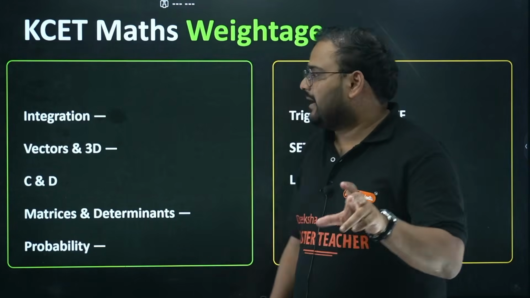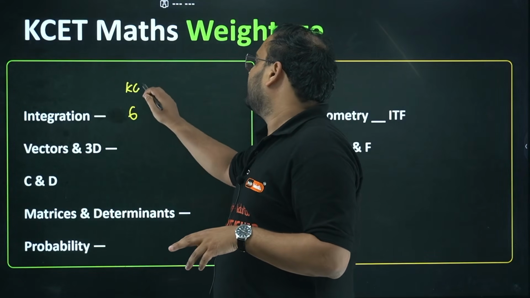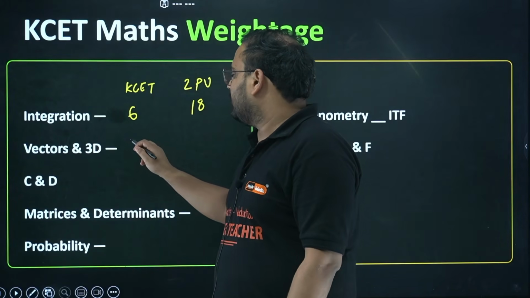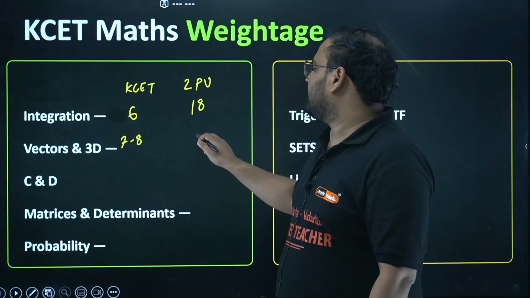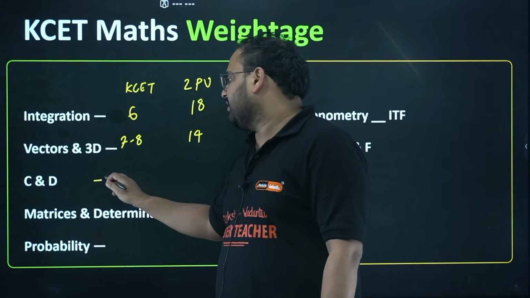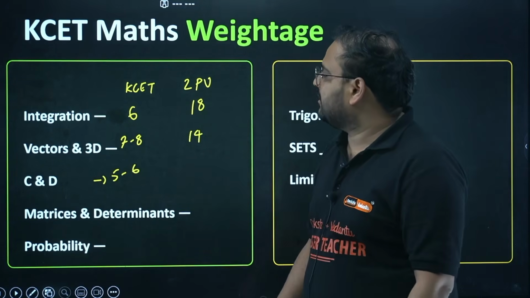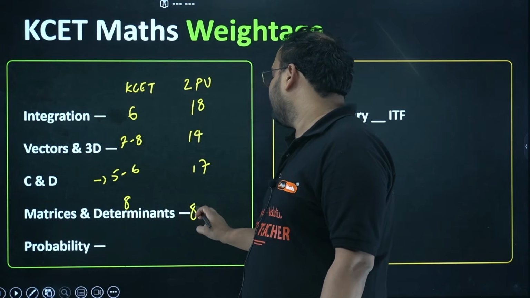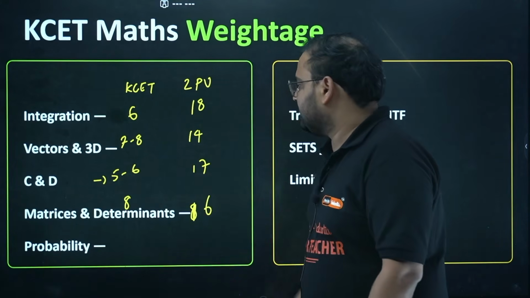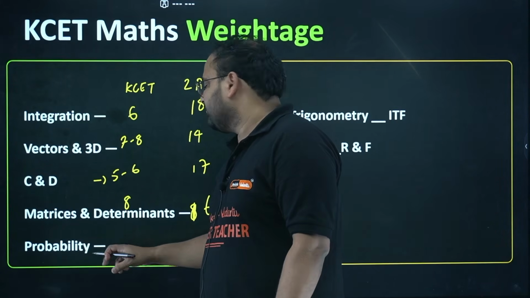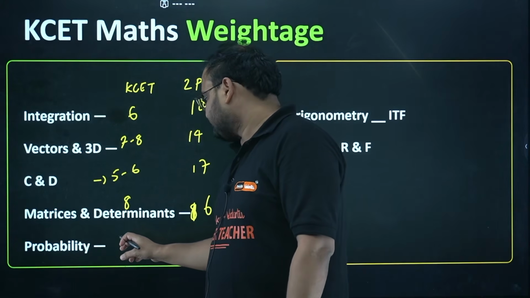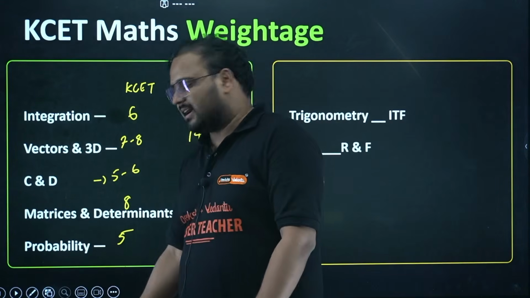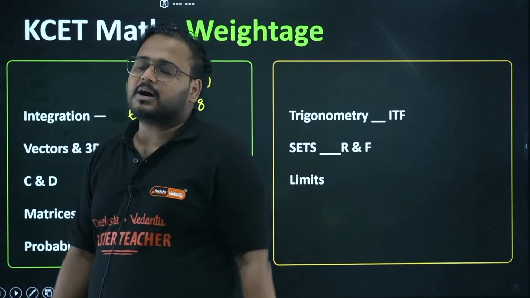Let's look at this. For example, integration will come for 6 marks in KCET and in second PU, you'll have 18. Vector 3D will be close to 7 to 8 marks here, and here again, let's say 14 marks approximately together. C and D over here will be 5 to 6 marks, and over here you'll have 17. Matrix determinant, you'll have how many? 8 for this, let's say 8 for this, and over here you're going to have 16, I think. Probability in CET, if you include P1, P2 both, you will have 4 to 5 marks, and in second PUC, I think 7 to 8 marks will be there. I have to check on that. I forgot about the blueprint marks of probability.